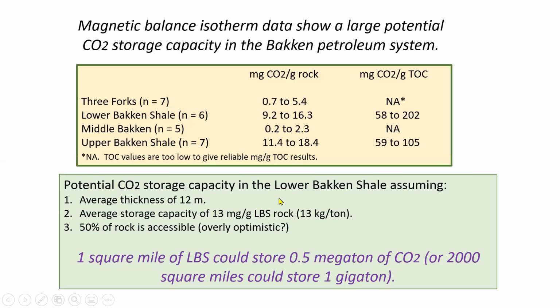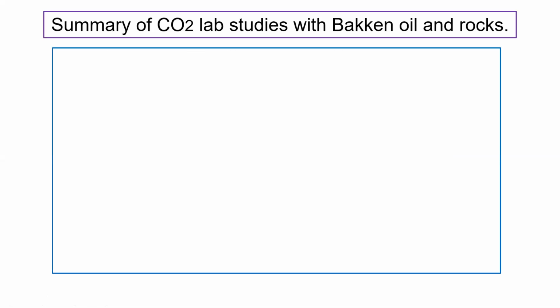If we hand wave numbers here and look at, say, the lower Bakken shale as a storage thing, it's about 12 meters thick across the reservoir. We take our absorption values at 13, 14 milligrams per gram, or 13 kilograms per tonne. We assume 50% of the rock is accessible, which may be over optimistic. I'm not a reservoir engineer. 1 square mile of shale could store half a megaton of CO2, or 2,000 square miles for a gigaton. So at least, again, this totally ignores engineering, but there seems to be a large capacity.